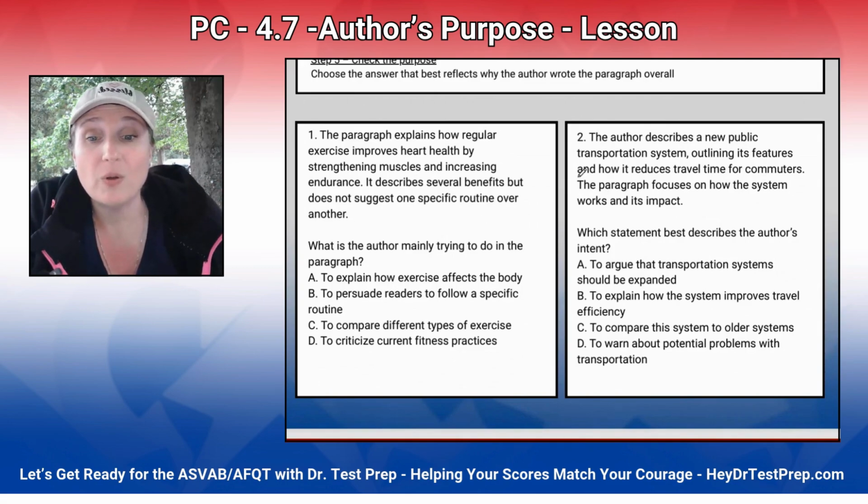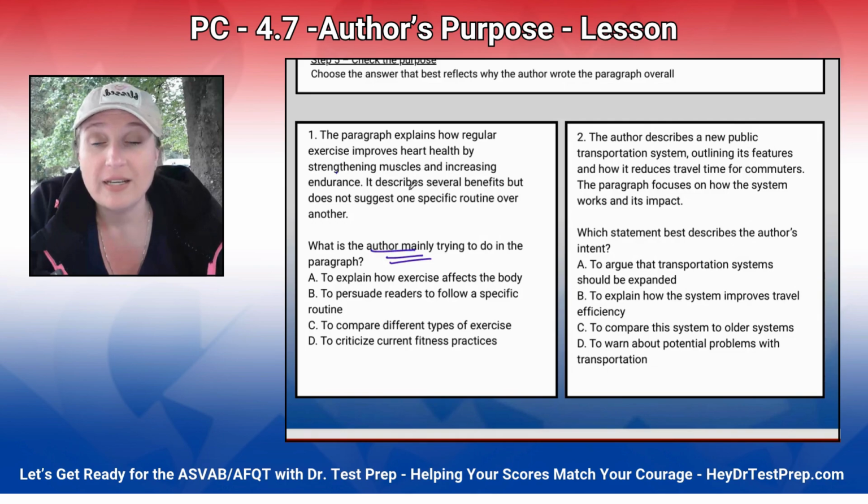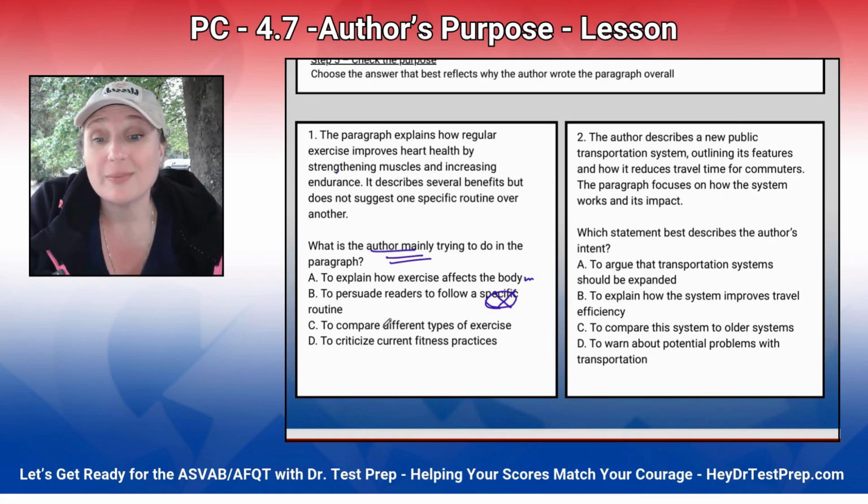All right, here we go. What's the author mainly trying to do? The paragraph explains how regular exercise improves heart health by strengthening muscles and increasing endurance. It describes several benefits, but does not suggest one specific routine over the other. So is the author saying how exercise affects the body? Maybe. To persuade readers to follow a specific routine? No. To compare different types of exercises? It doesn't talk about different types of exercises. It talks about different benefits. To criticize? No. So A is our best answer.